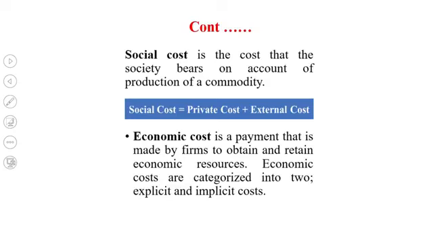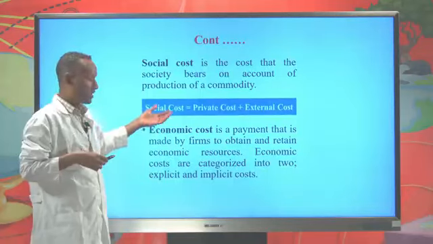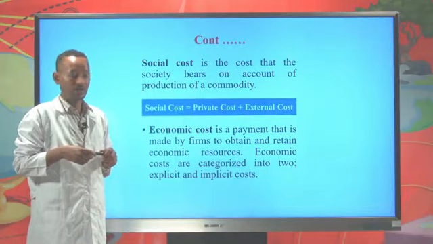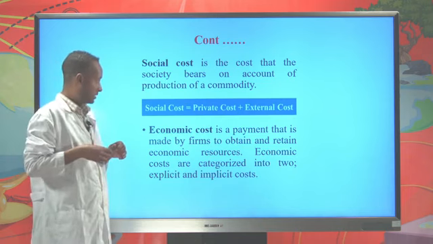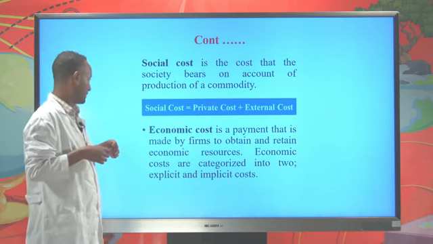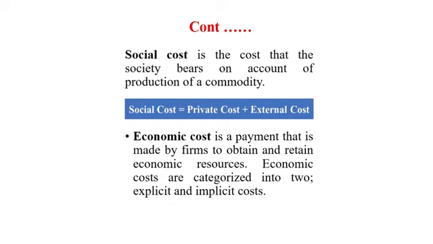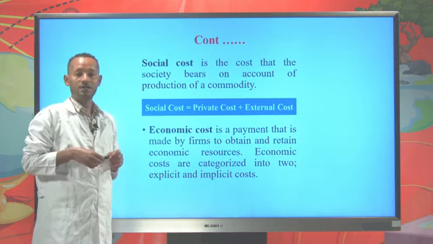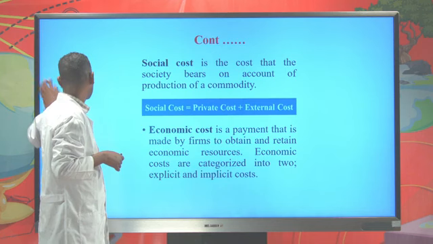The social cost is the sum of the private cost, the cost that is borne by the private firm, and the external cost, that is the cost that is borne by the society. Economic cost is the payment that is made by firms to obtain and retain economic resources. Economic costs are categorized into two: explicit costs and implicit costs.